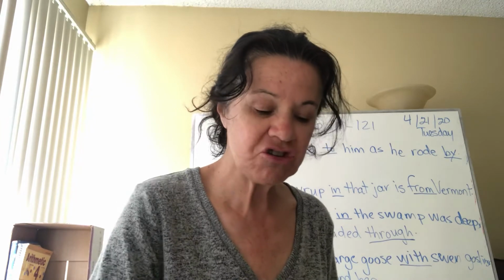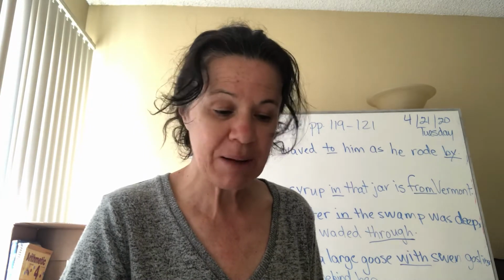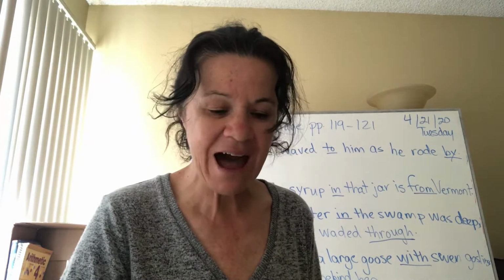All right, so our instructions say on page 119, some words in the preposition list may be used as more than one part of speech. They will be prepositions only if they have an object after them. We talked a lot about that yesterday. If a word that looks like a preposition does not have an object after it, it is probably an adverb telling where or when, okay?